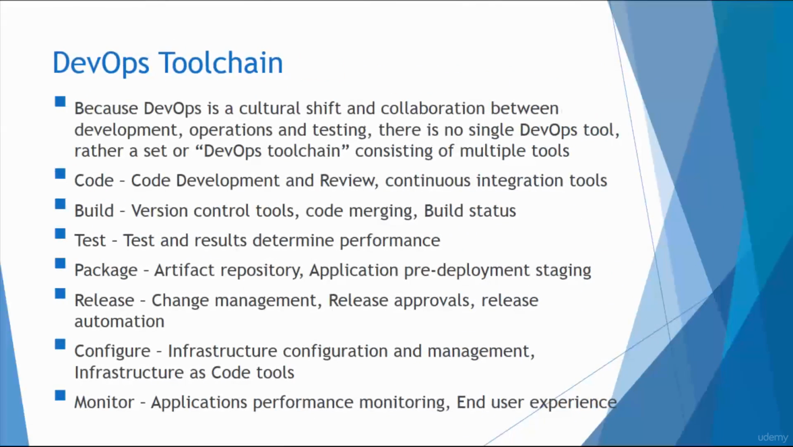So what are some of the tools, right, or the tool chain for DevOps? Because it's really a cultural shift and collaboration between development, operations, and testing, there's no single DevOps tool at this point, rather a set of tools that we use. For example, regarding code, you may have areas where you need to develop the code, you have to review the code, and need continuous integration tools.